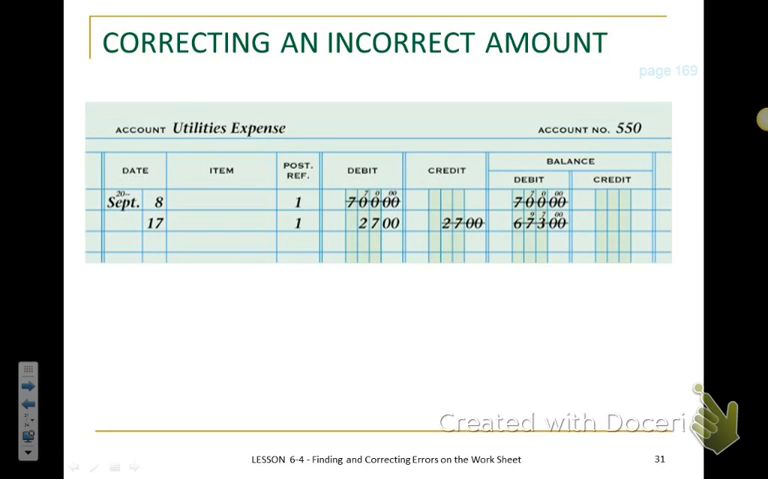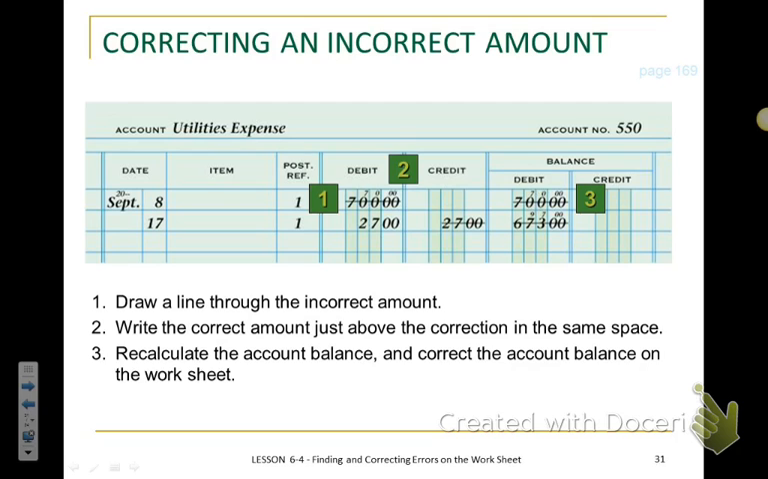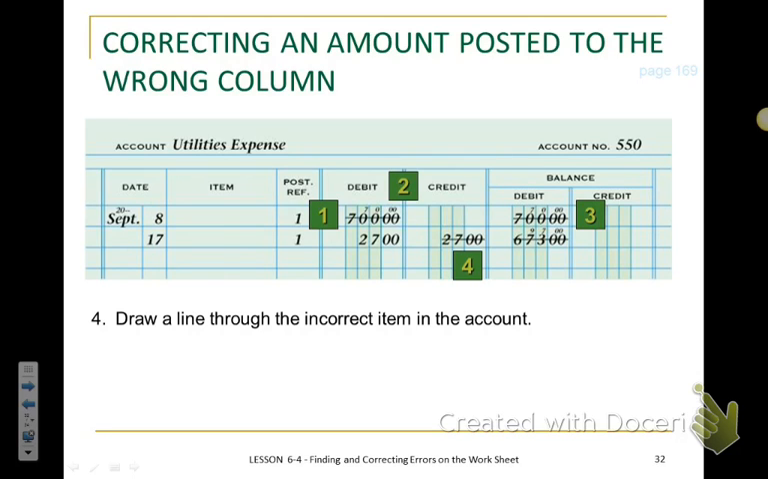Okay, and then you would draw a line through the incorrect account, incorrect amount. So this, you wrote in as 700, you should have written it in as 70. So now you've got to change not only the amount, but you also have to correct the balance. Recalculate the balance and correct the balance on the ledger. Draw a line through the incorrect account item and correct the amount, and then record the posting in the correct account column.